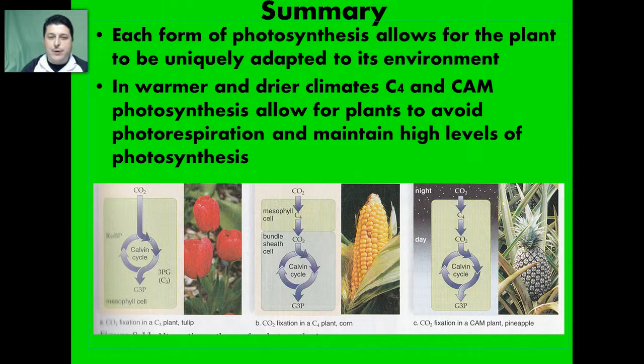So each form of photosynthesis allows the plant to be uniquely adapted to its environment. In warmer and drier climates, C4 and CAM photosynthesis allow plants to avoid photorespiration and maintain high levels of photosynthesis.